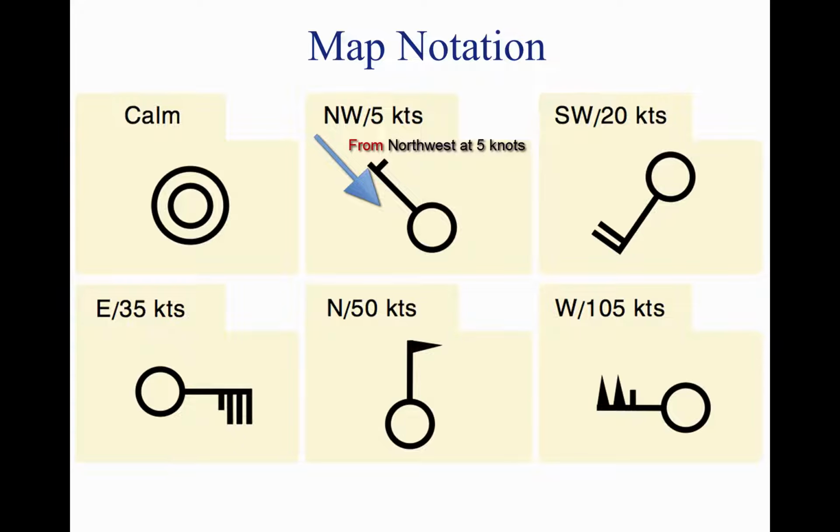The speed of the wind is depicted by barbs or pennants placed on the wind line. Each barb represents a speed of 10 knots, while half a barb is equal to 5 knots, and a pennant is equal to 50 knots.